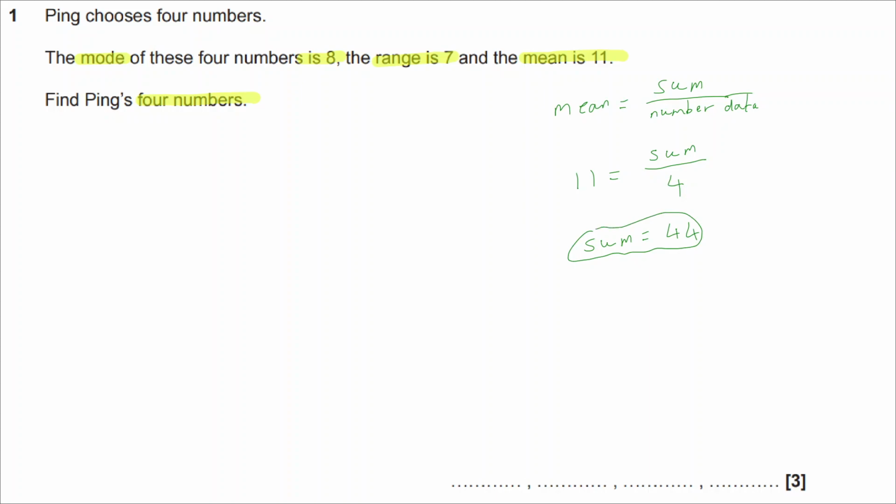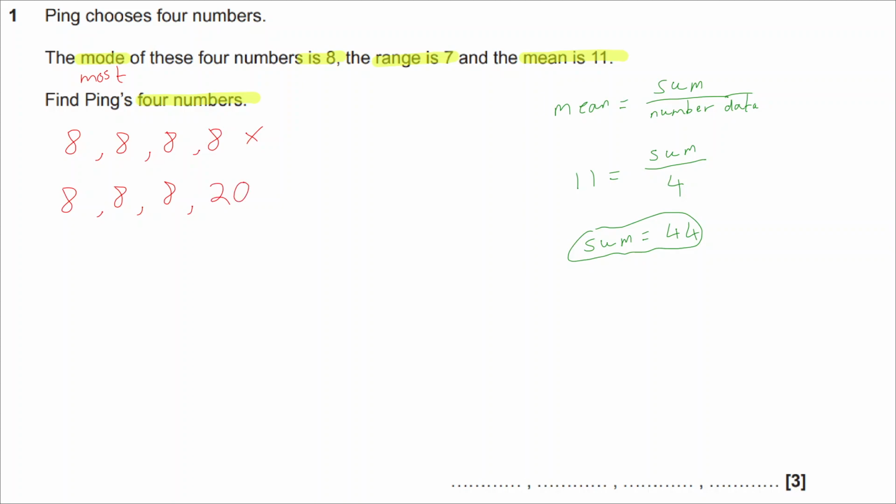Now, if the mode, which means the most common, is 8, I guess you could have all of your numbers being 8, but that wouldn't work out, and I'll show you why. If they were all equal to 8, then the mode is clearly 8, but what is 8 add 8 add 8 add 8? It's 32, not 44. So that definitely cannot be the case. You could have 3 8s, but if you did, that would give you 8, 16, 24, and to get to 44, you would have 20 left.